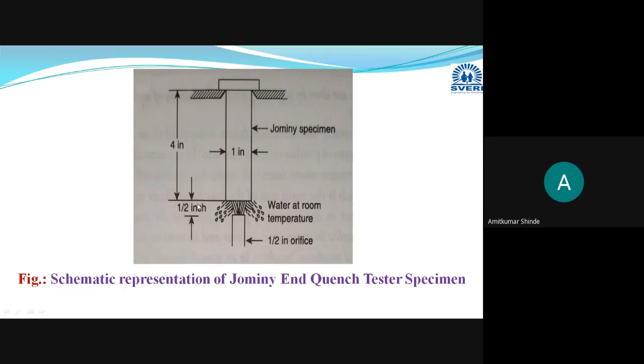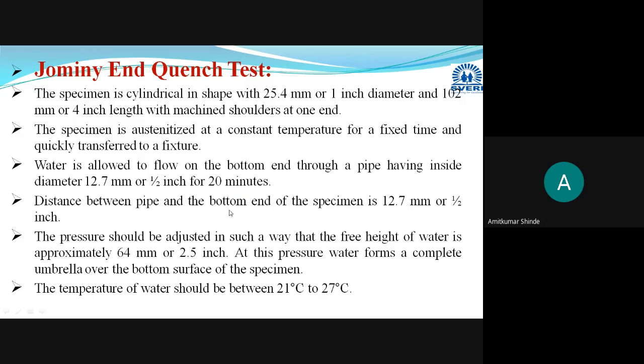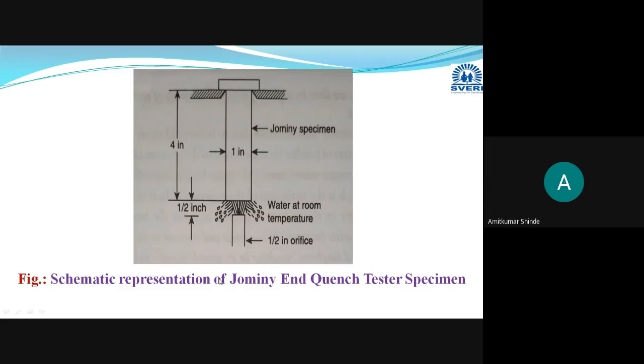This is also mentioned here. Diameter of this pipe is half inch, and distance between the bottom end of the specimen and that pipe surface is also half inch. And when the specimen is not available, the free height of this water is approximately 2.5 inch. All these points I have mentioned here, you can go through them, and with reference to this diagram you can write that also. Now one more thing is that the temperature of this water should be in the range 21 degrees Celsius to 27 degrees Celsius.